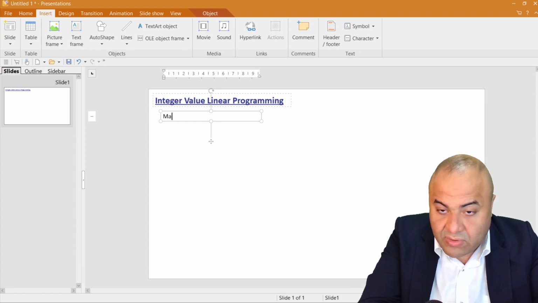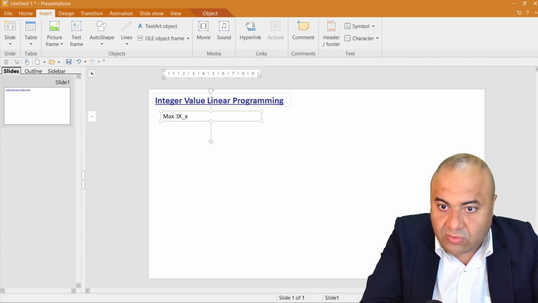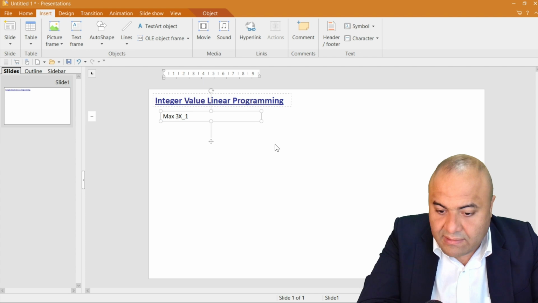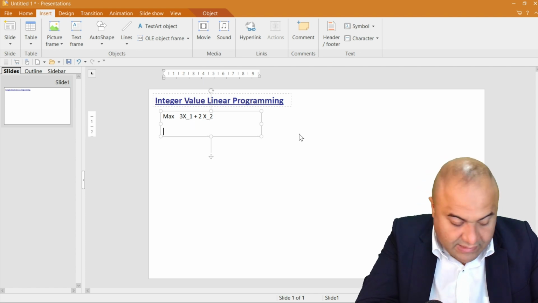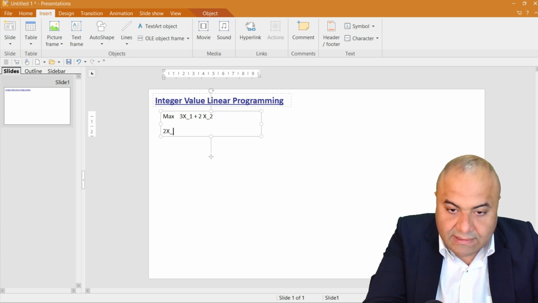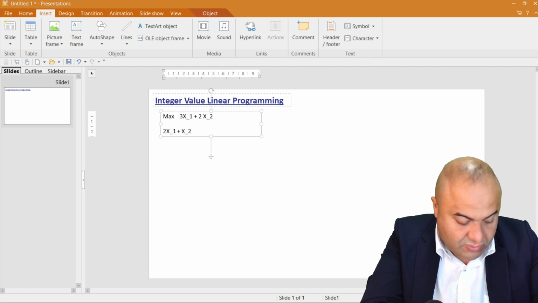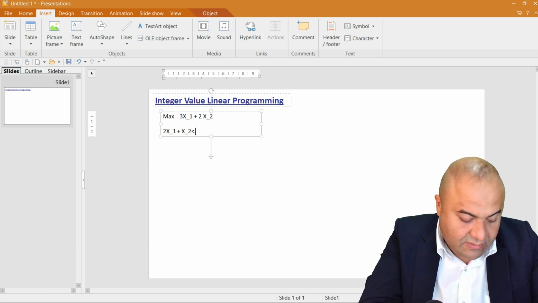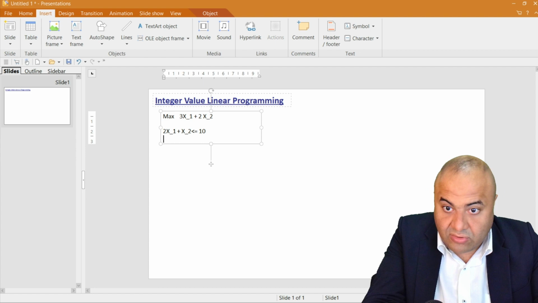What we need is to maximize, let's say, 3x_1 plus 2x_2. So we need to maximize this value. This is our quest. Now we have some constraints. Let's say we have 2x1 plus x2 has to be less than or equal to 10. So this is one constraint.